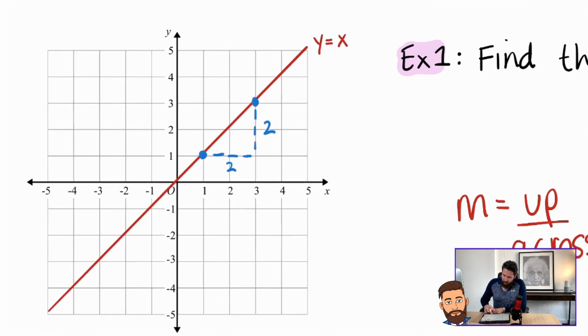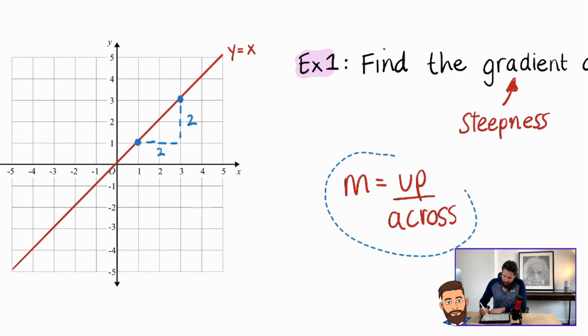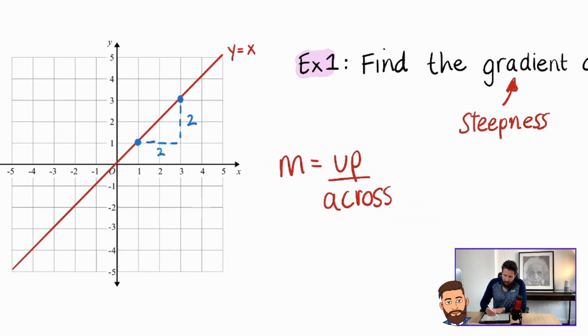So we can say that our gradient m is up divided by across. Okay, up divided by across. Well, how far up is it? It is going 2 up between our 2 points, and how far across is it? 2. 2 divided by 2 is 1.